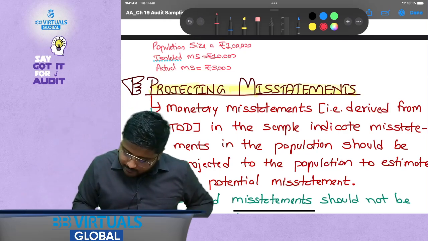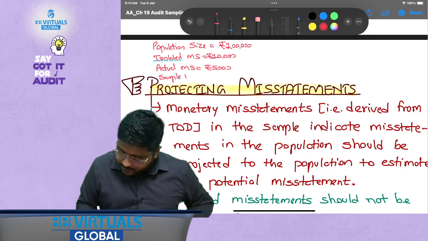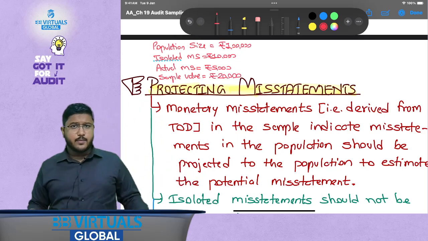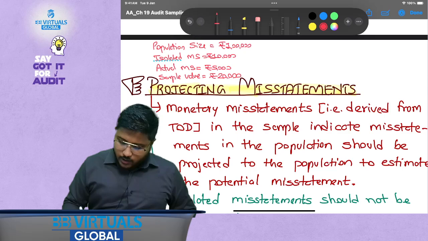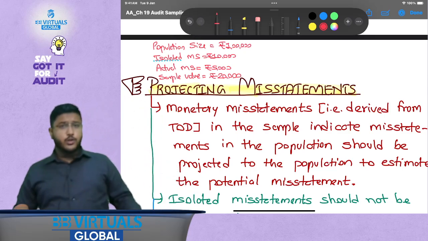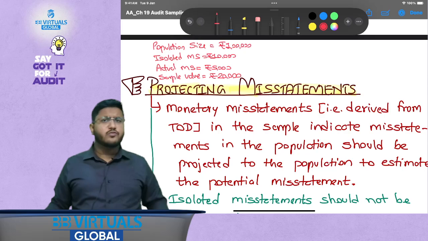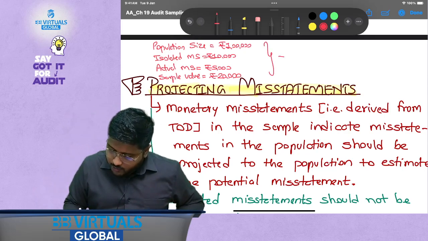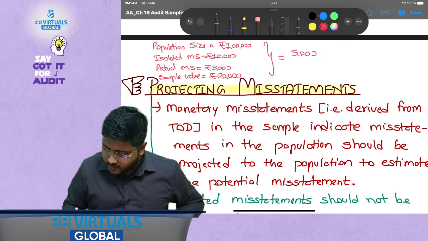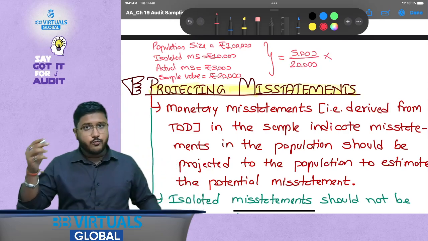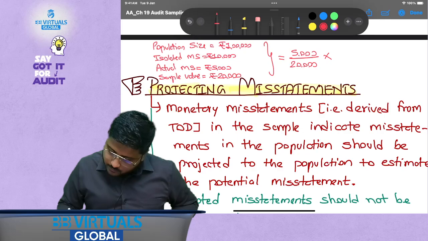Okay, you have taken the sample value. You have tested the samples. You have tested the sample say 20,000. By verifying this 20,000 worth of samples, you have identified that there are misstatements of 5,000. So what would be the misstatements in the entire population? You can say that 5,000 misstatements have been identified in 20,000 population. Then what would be the misstatements in 90,000?